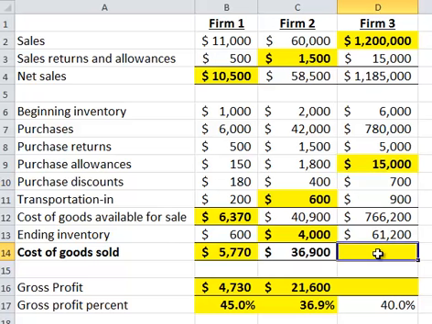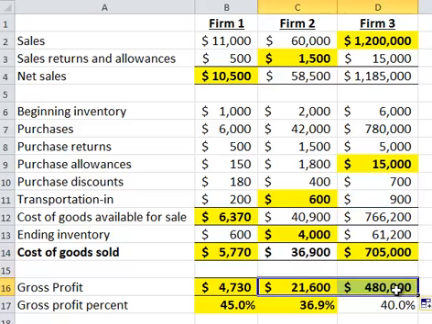Cost of goods sold would be the cost of goods available less what was not sold. Your gross profit will be net sales minus your cost of goods sold, and then hopefully your gross profit percent is, you can check it, see if the 480 divided by the 1,185 is 40%. It's actually 40.5. Let's fix that. Okay.